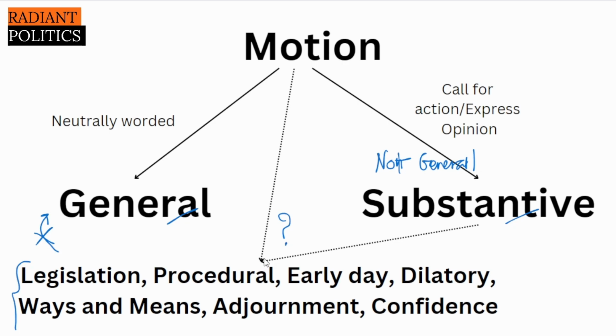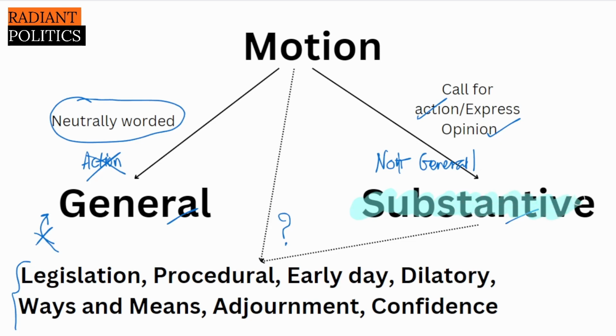We are going to explore the meaning of general and substantial motion in subsequent slides. But for now note that a general motion is neutrally worded and does not explicitly call for action or express any opinion or commitment in the motion wording. A substantial motion is a motion to call for action and/or express opinion, commitment, etc. I am not going to focus much on general motion. The thing to be concerned with today is the Opposition Day motion, which is a substantial motion. I just want all of us to get and see the big picture.